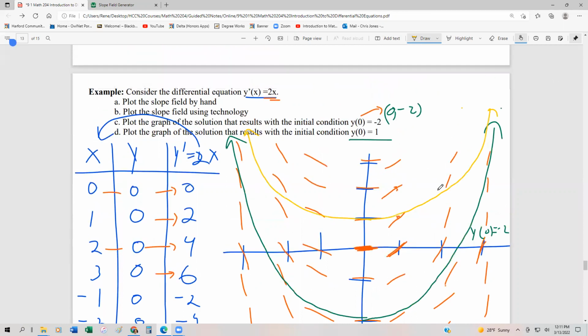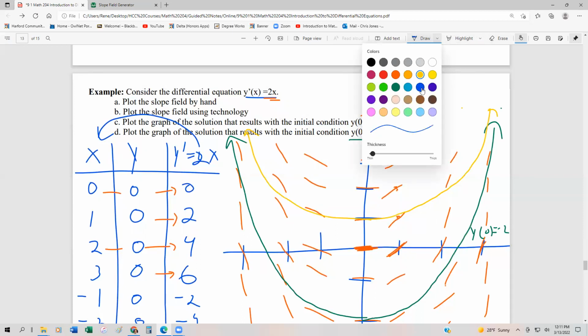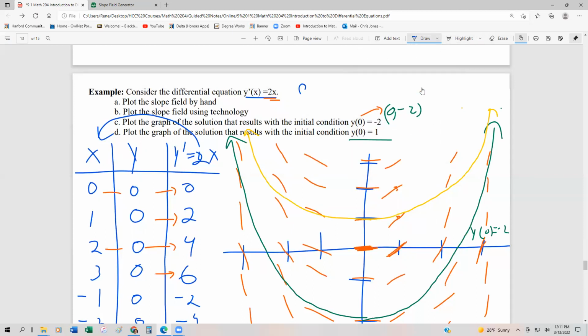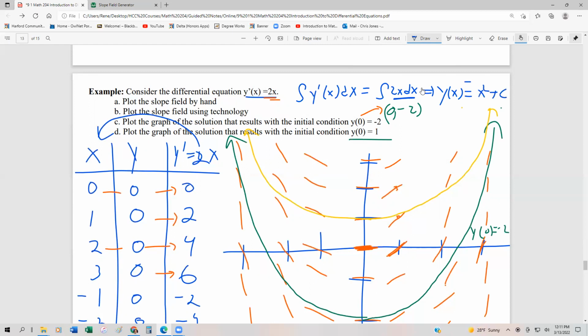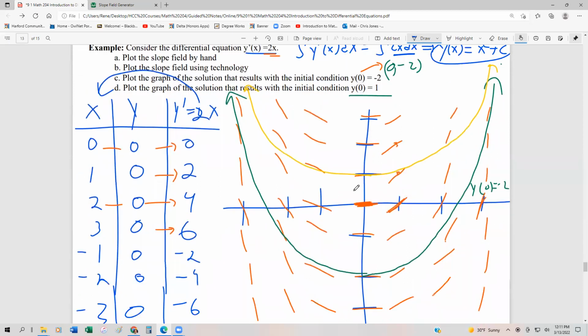Which makes sense, because if we were to solve this differential equation by just integrating both sides, the integral of y prime at x dx equals the integral of 2x dx. Well, we know the antiderivative of y prime is going to be y at x, and the antiderivative of 2x is going to be x squared plus a constant. So basically, we would get a family of parabolas, and certainly that's what we end up with here.